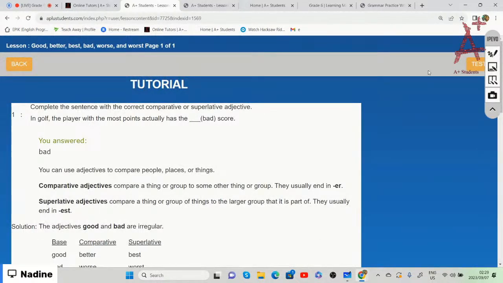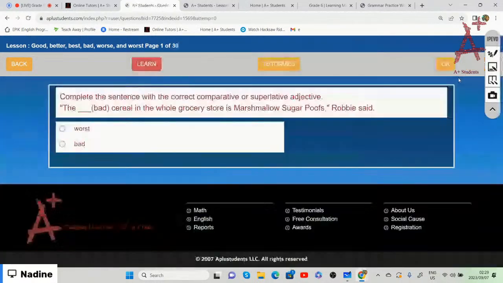All right, so we're going to our test. We need to complete the sentence with the correct comparative and superlative adjective. The bad cereal in the whole grocery store is marshmallow sugar puffs, said Robbie.